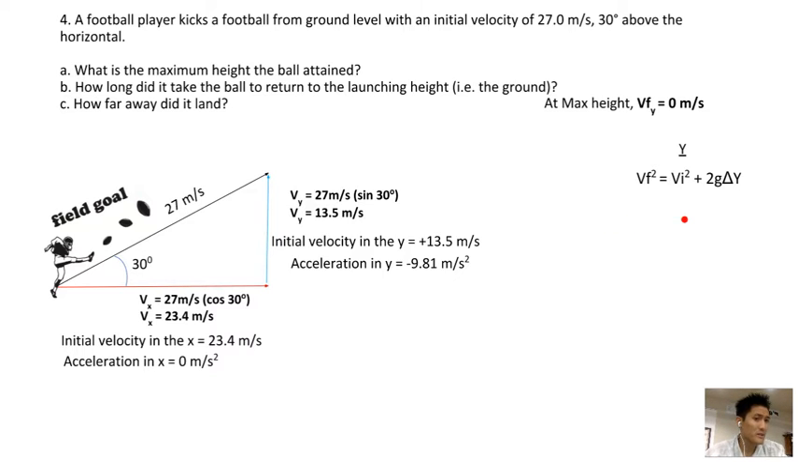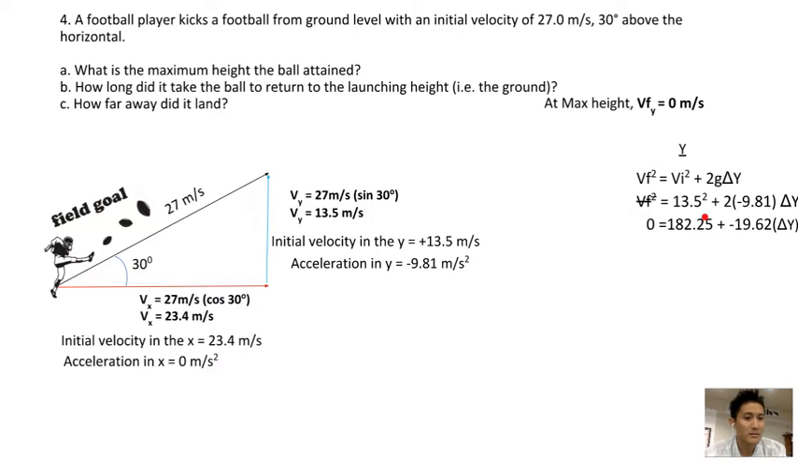So we're going to use this equation because we don't have time. Notice we don't have any time in this reaction. The only equation that we don't have time in is this last one. And so we're going to assume that Vf is 0. We have our initial velocity in the y direction. We have 2 times the gravity, and then we're solving for delta y.